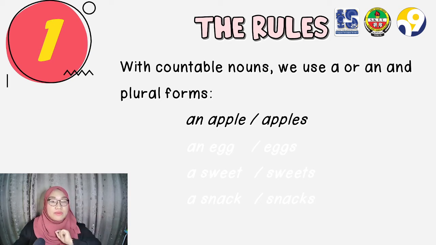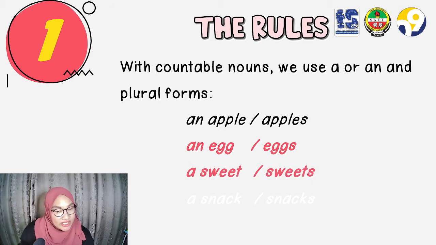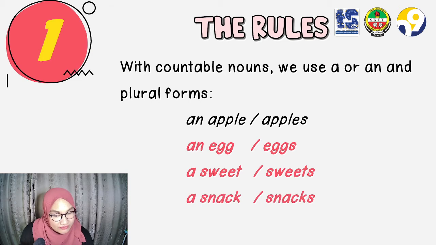For example, we have over here an apple untuk satu, dan kalau ada lebih dari satu, it will become apples. So that's why apple is countable noun. Okay, and then we have an egg, and plural is eggs. And next one, we have a sweet. Satu, gula-gula. And if you have more, you can write it as sweets. And the next one, we have a snack. So I have a snack, for example. And if you have more snack, you can use the plural form of snack, which is snacks with an S at the end. Alright, so that is the first rule.